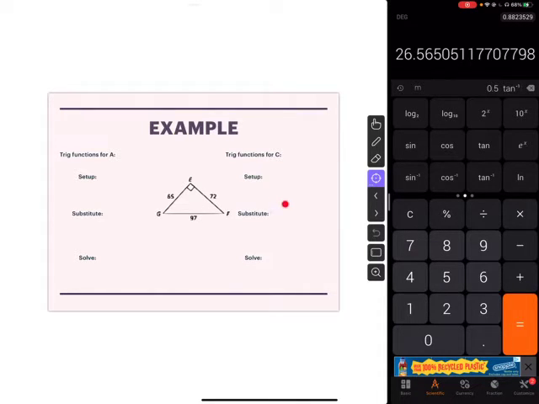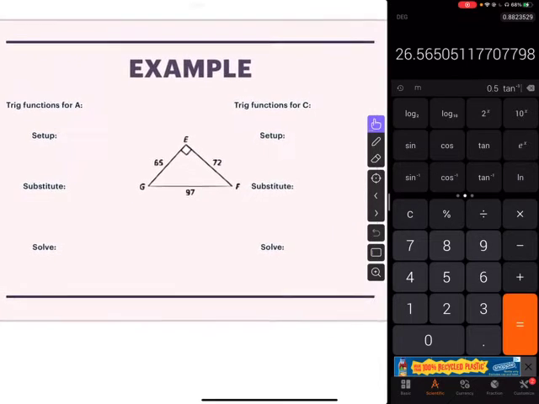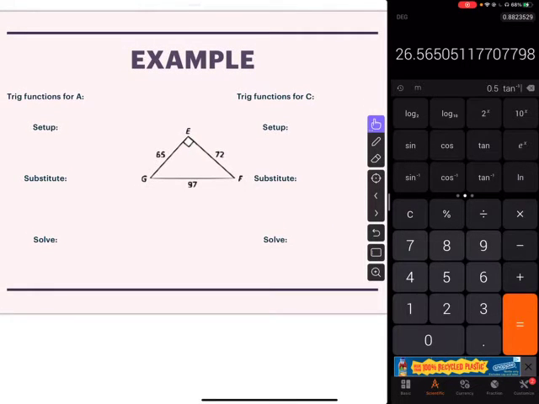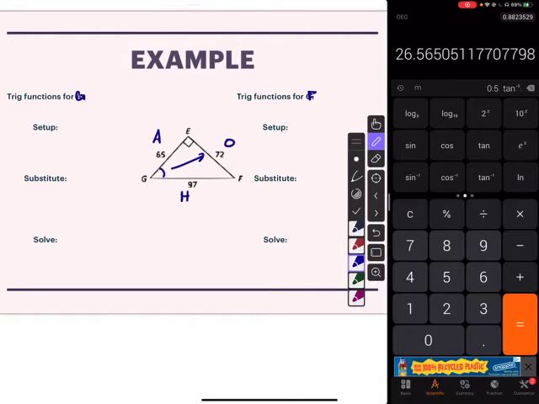Let's look at another example here. Let's see, solve for angle G. That should not be angle A. Well, that must be angle G, and this must be angle F, our two acute angles. So let's go ahead and mark off G. This is our opposite side. Right next to it is our hypotenuse, and this is our adjacent side.